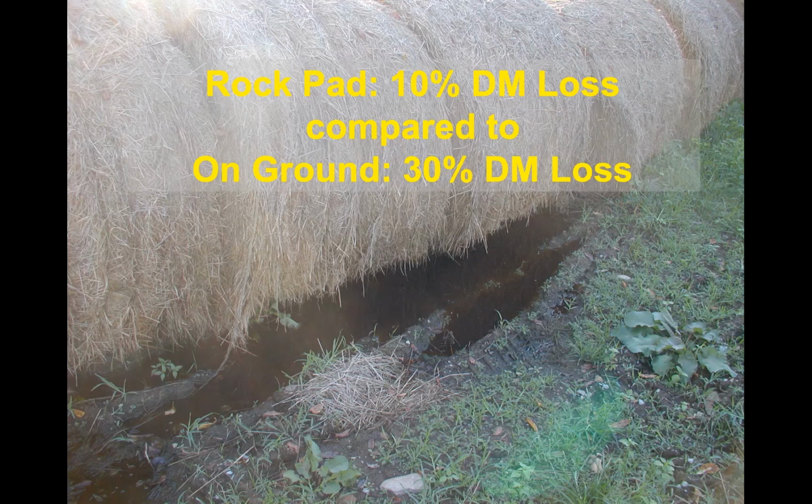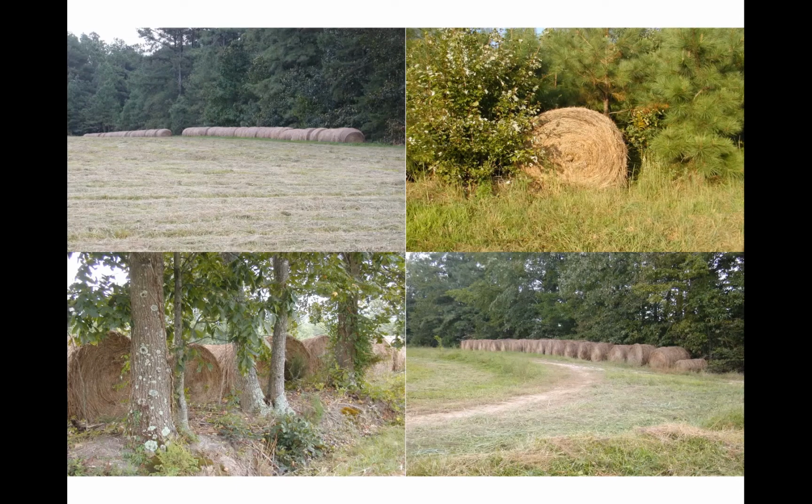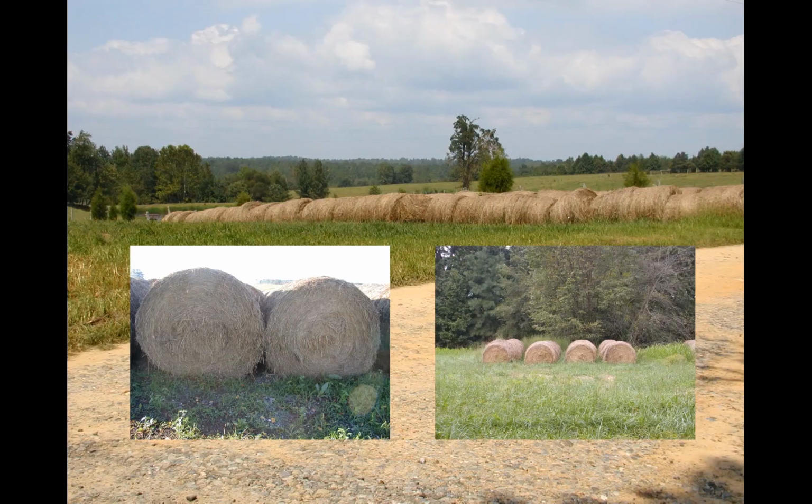We often think of moisture coming from the top and getting into the bale, but really most of the moisture is being wicked up from the ground. If we can break that ground contact with the rock pad, we can considerably reduce storage losses. Where we store hay is also important, and storing it along tree lines is not ideal. We want to store it somewhere where it's going to get sunlight and can stay dried out.